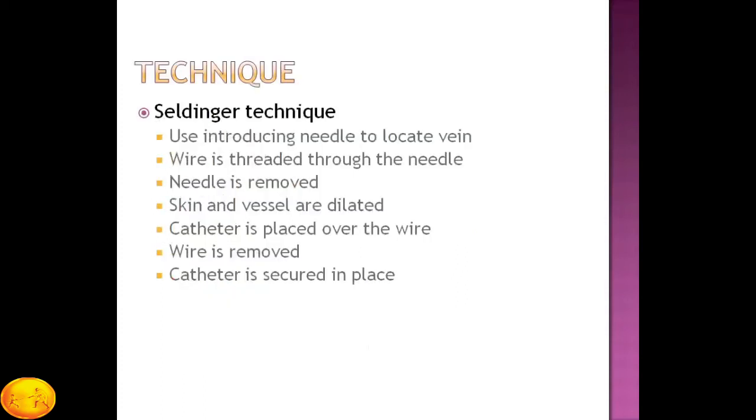So there are many techniques for how to do that routinely. We use the Seldinger technique. What is the Seldinger technique? This man devised a perfect guiding technique. You first puncture the vein, then you put the guide wire, and through this guide wire you pass your catheter. This is the simple Seldinger technique. It has some steps which we follow under all effective precautions.